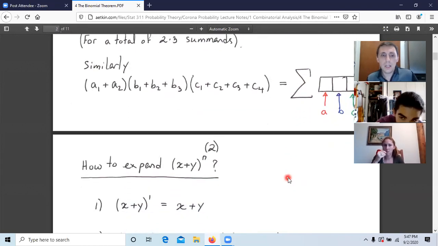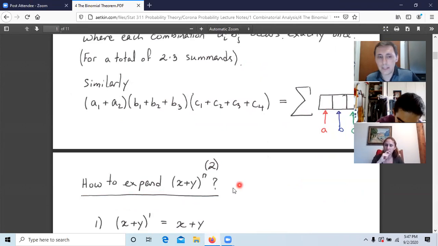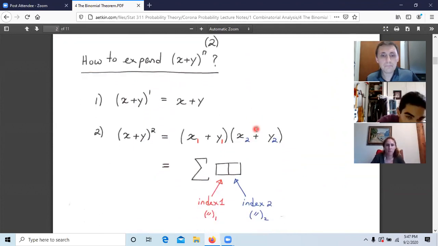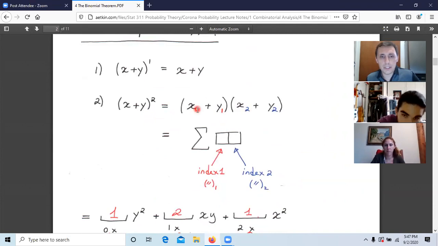Good. Now, this is supposed to help us expand (x plus y) to the power of n. That's the binomial theorem. How do I carry out this expansion? I should put the index under the parentheses. If I have (x plus y) squared, I have one parenthesis, so parenthesis subindex 1, and a second parenthesis subindex 2, okay? And the summation will be carried over all possible combinations from one term from parenthesis 1 and one term from parenthesis 2. You understand?